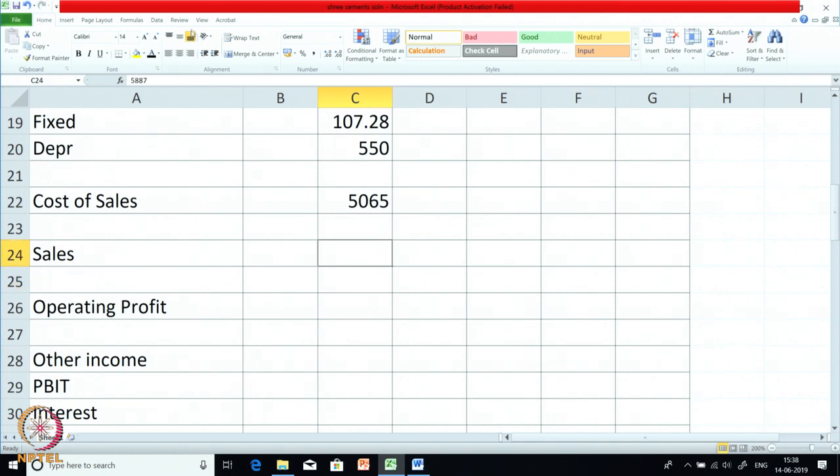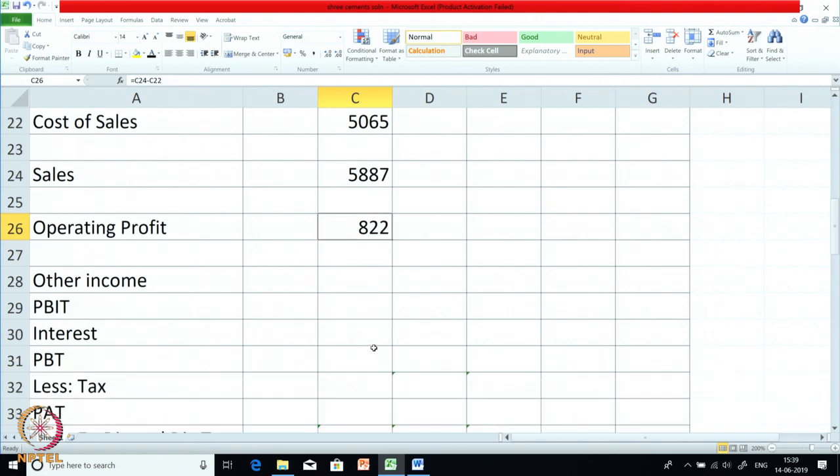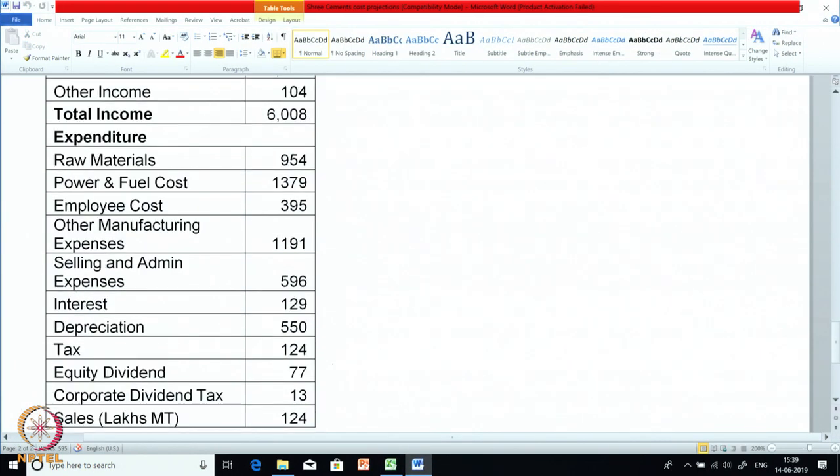Now, the sales, it is directly given 5887. So, you get operating profit as 822, other income 104. So, PBIT is 926, charge interest on it, which is 129. So, profit before tax is 797. I think in this sheet they had not given profit before tax.